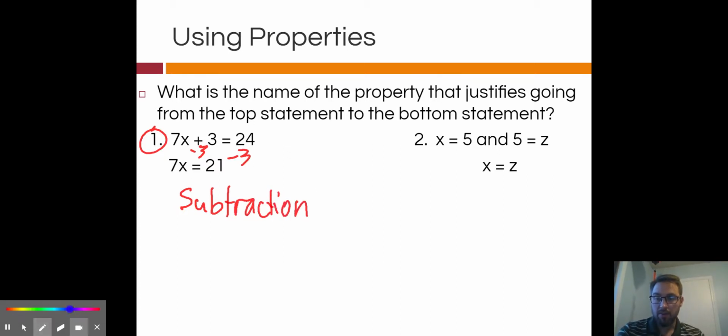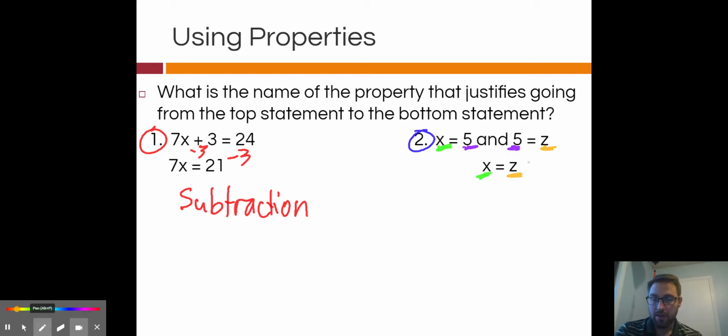Number 2 is a little bit more difficult, as it tends to be. We are given that x equals 5 and 5 equals z. That's our top statement. And then our bottom statement is x equals z. Well, we got a lot of things going on. So I am going to try to separate things, kind of color code it. We have x here and there. We have this number 5 in a different color. It's number 5 here and there. And then we have this other term, z, here and there.